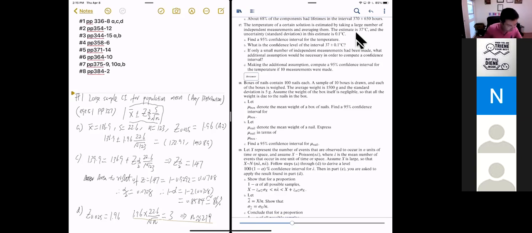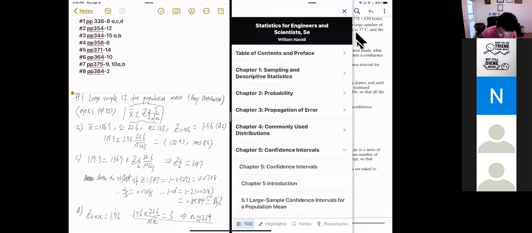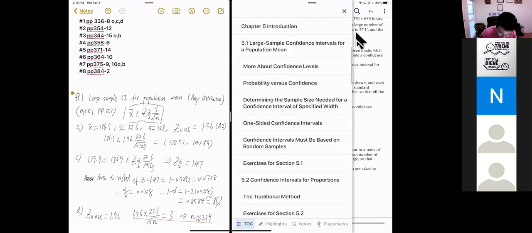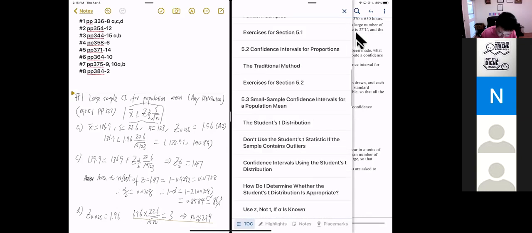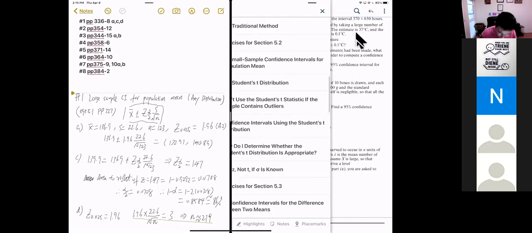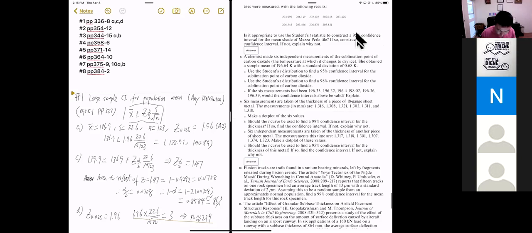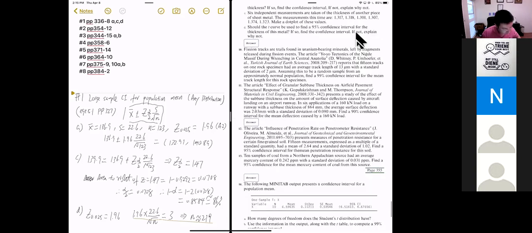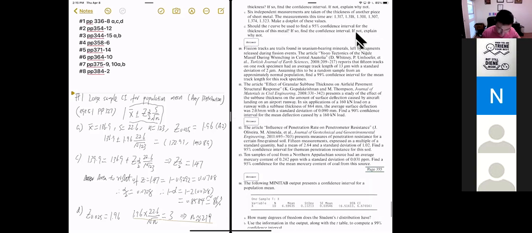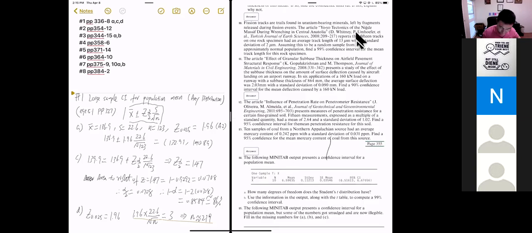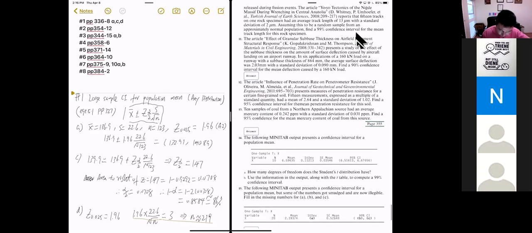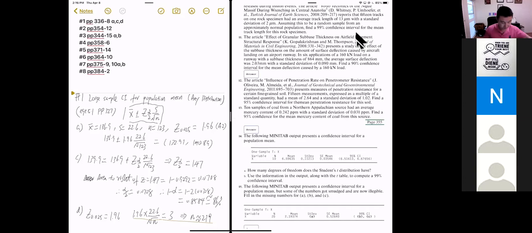Question on the book first. So that is in section 5.3. Here. Okay. So question number 12. It's here.